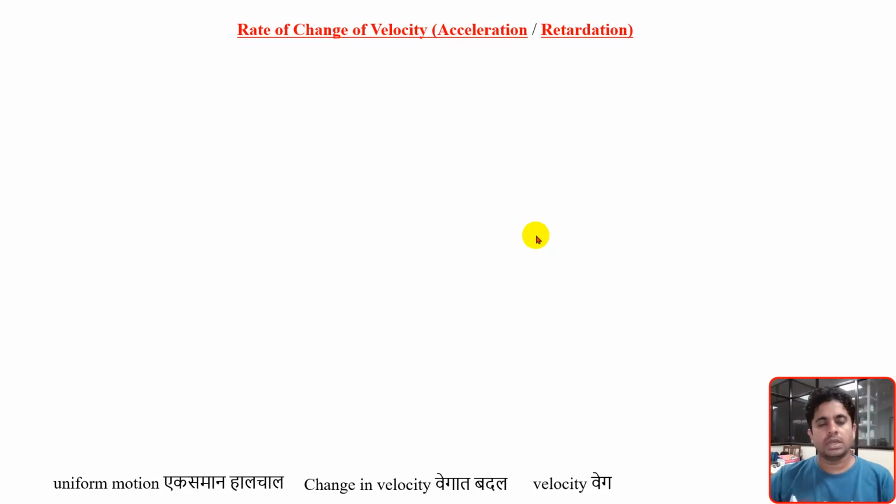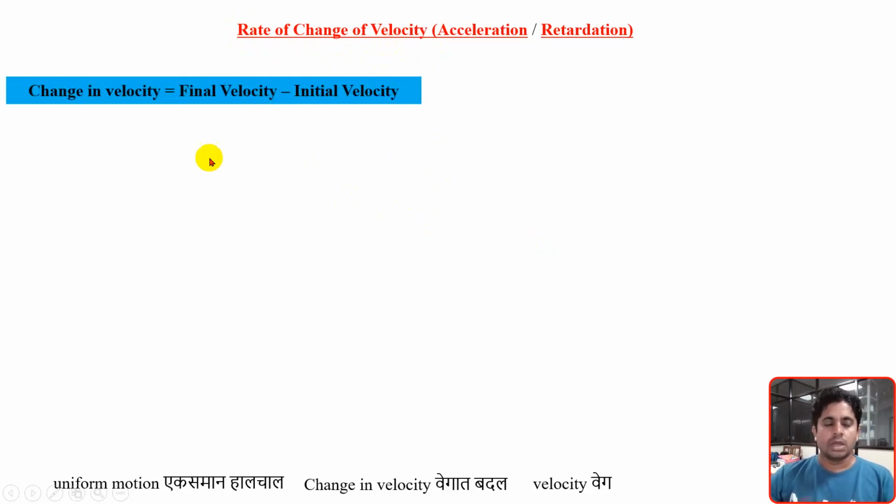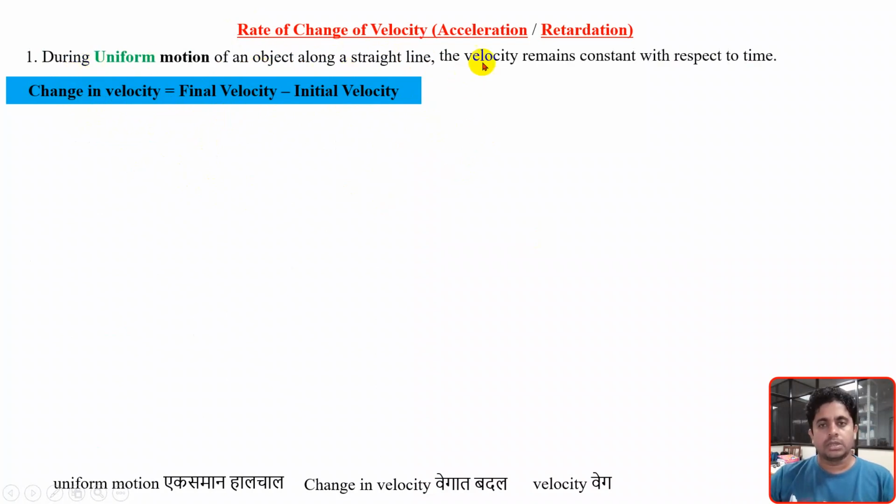Hello everyone. In the last video, we discussed change of velocity and rate of change of velocity. The rate of change of velocity we discussed for uniform motion. We know that change in velocity is equal to final velocity minus initial velocity for the object. And during the uniform motion of an object along a straight line, the velocity remains constant with respect to time.